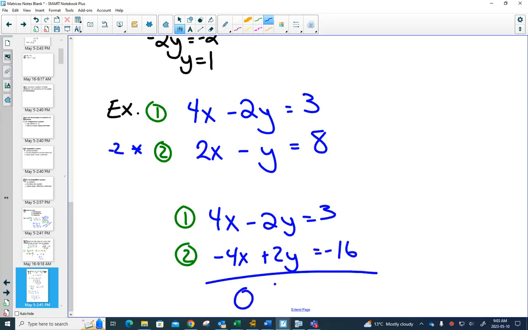I add them together and I get 0 plus 0 equals negative 13. And you're like, wow, I think I've discovered something new mathematically. 0 and minus 13 are the same. No. You are wrong. That is not true ever. 0 is not equal to negative 13.